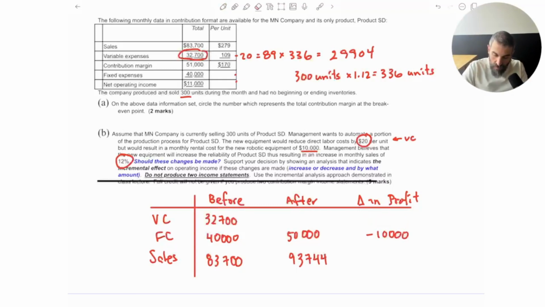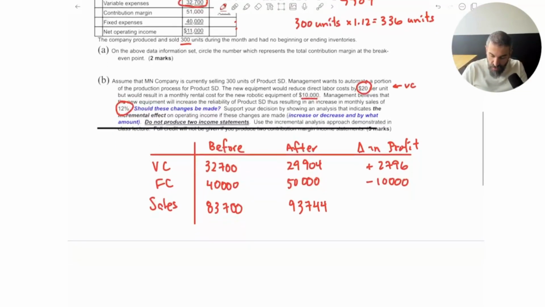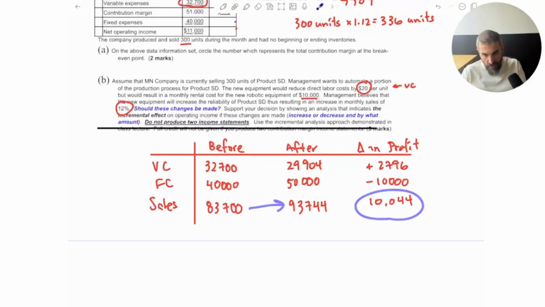29,904. Okay, so the difference here between the old cost and the new cost, I'm still saving money, so my profit is still going up, but it's going up by 2,796. And then the sales number, sales increase, so that would be positive for profit, 83,700, 10,044. Right, again, that's because sales are going up. If sales go up, profit goes up.